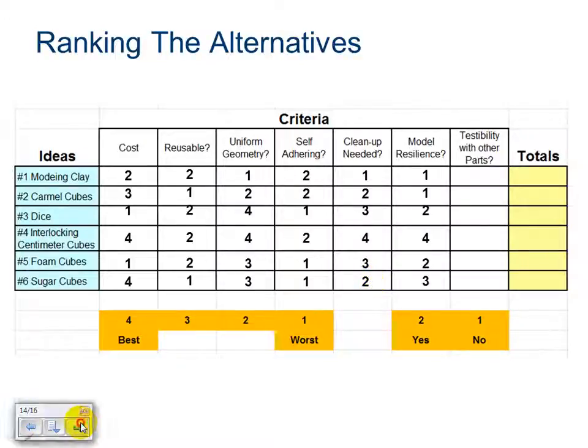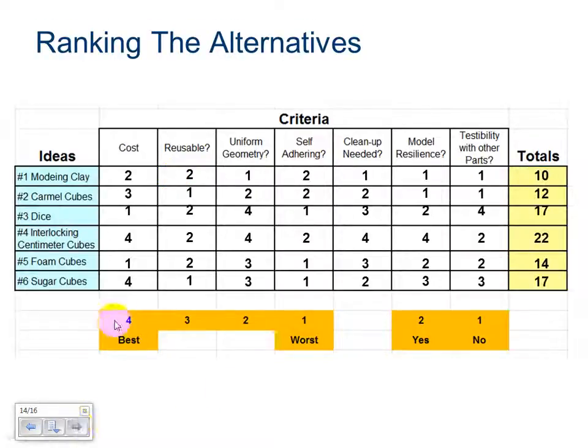Here's model resilience, testability with other parts, and then after you rank all of these based on each category, it is a good idea to rank all of them against each other in one column. Rank them down instead of ranking them across. It'll be easier to compare one to another and get your numbers right if you're comparing them all based on one category. Then after you have them all ranked, let's work across the row to add up the totals.